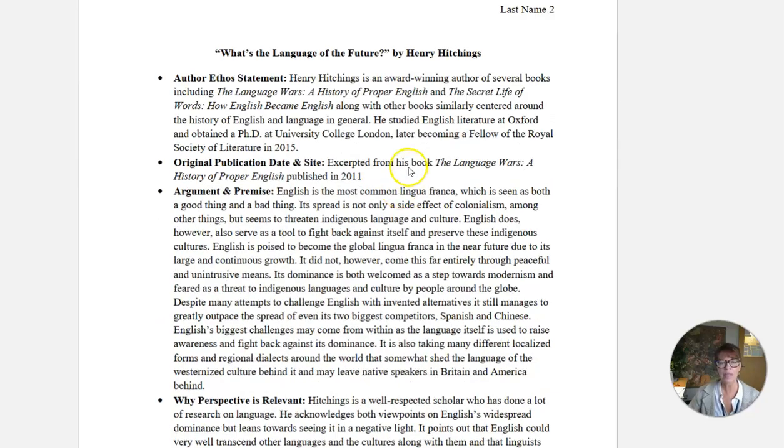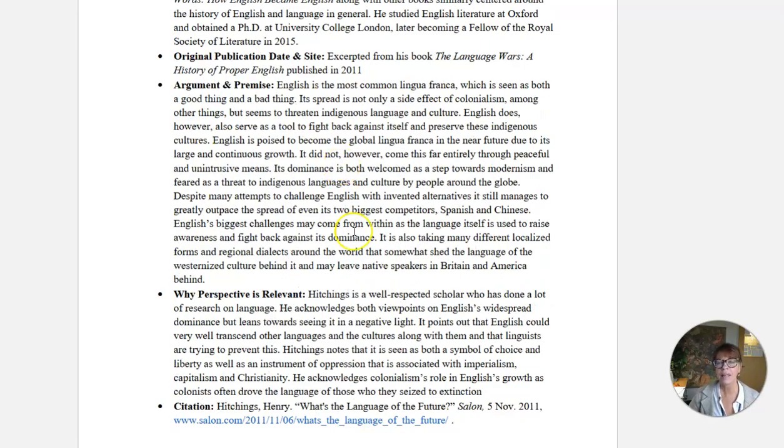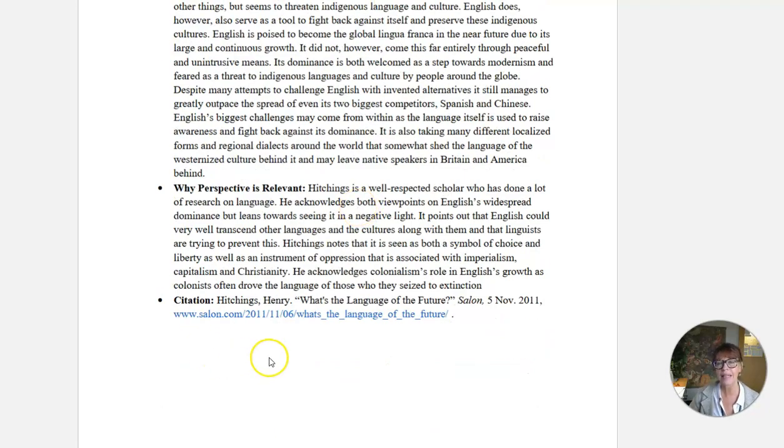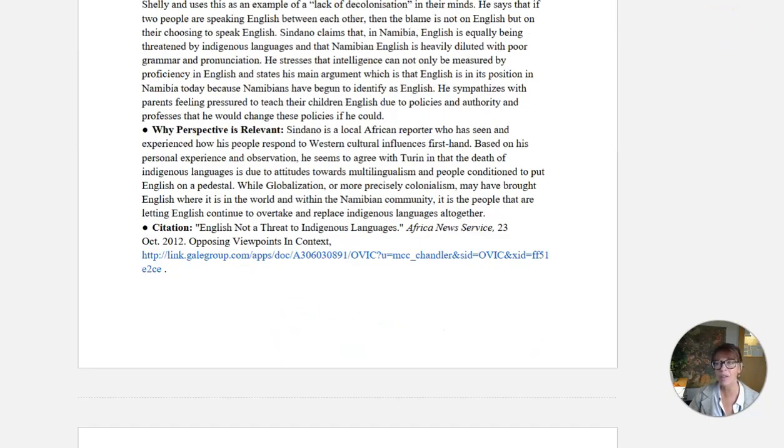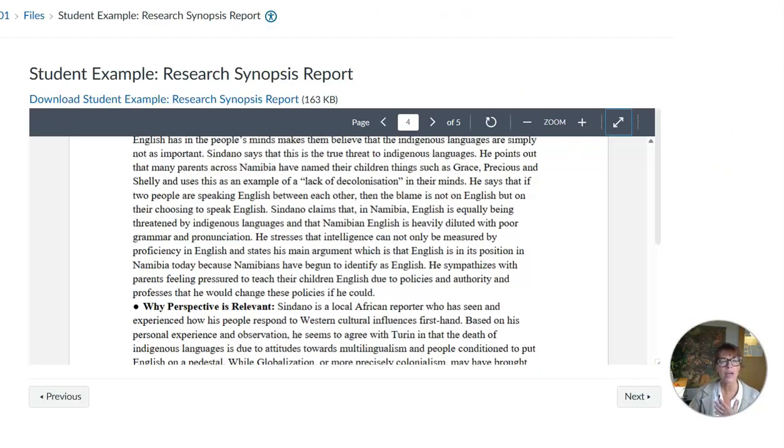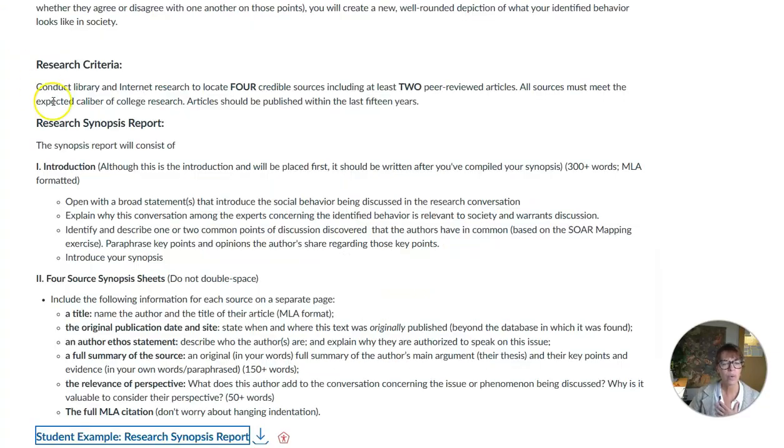And so the synopsis is simply 1 page per source, and you're going to tell who is the author, what is the publication, a summary, an originally written summary of what the article is all about, all of the key points of the summary, why it is relevant, and the citation. 1 of those for every source. Okay, it's not difficult, but it's an important type of work in research. And so we're going to do that, but also involved in that is this introduction, okay?